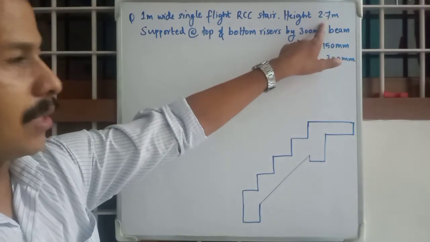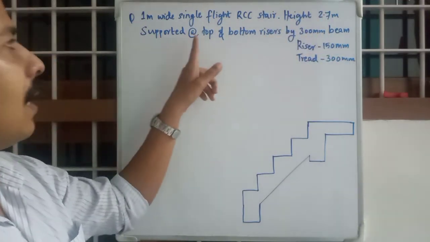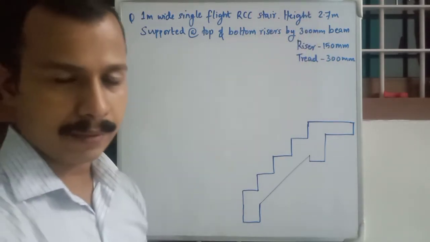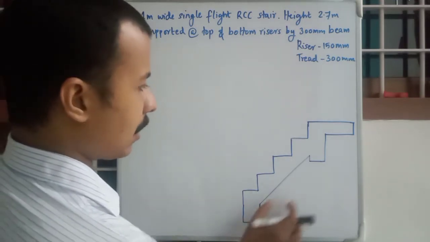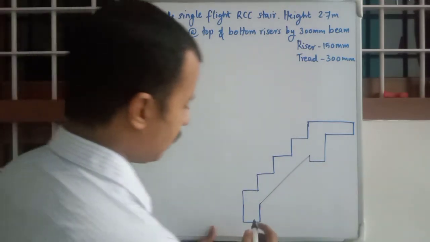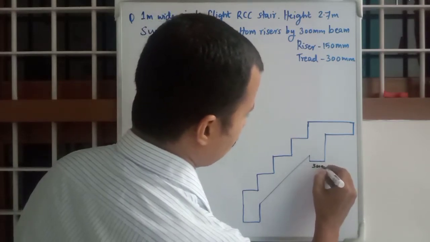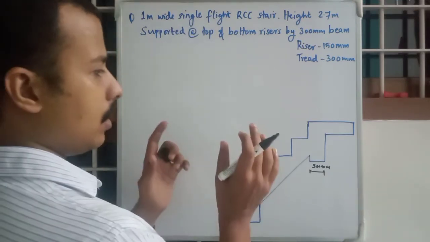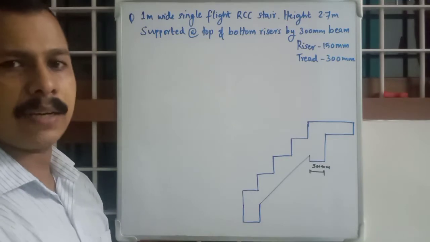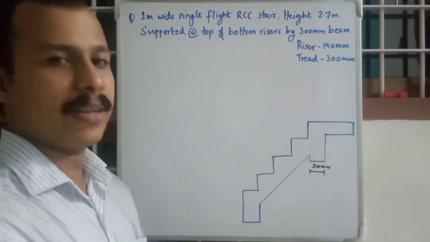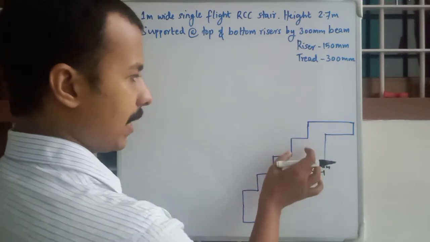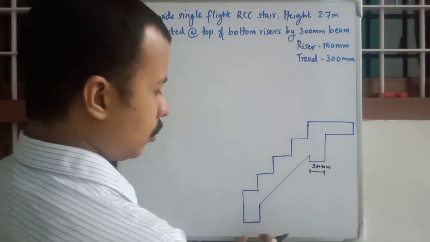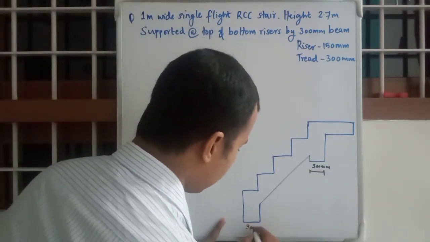Height is 2.7 meters, supported at top and bottom by 300 mm wide beams. So these are the beams, and the width is 300 mm for both beams. This is a straight flight, which means there won't be any turnings or landings. It is a straight flight staircase of 2.7 height, supported on two beams with 300 mm width.